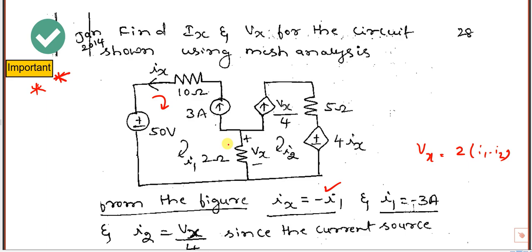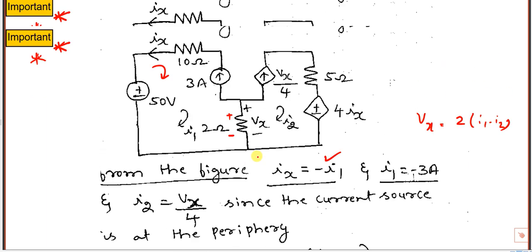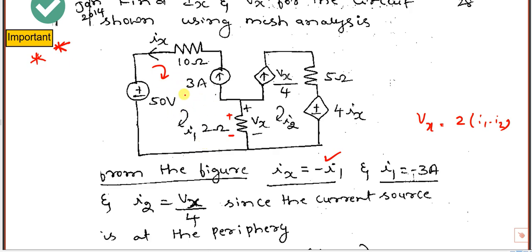The current is also flowing plus to minus, so it is I1 minus I2. And in this mesh analysis, two meshes are there, mesh 1 and mesh 2. I cannot apply KVL for mesh 1 because there is a current source. I cannot apply KVL for mesh 2 because there is a current source either.